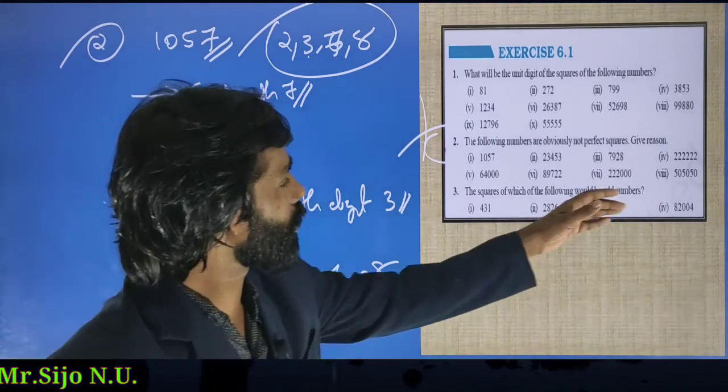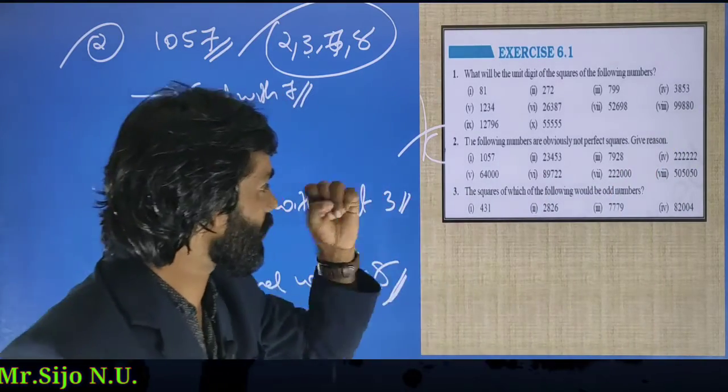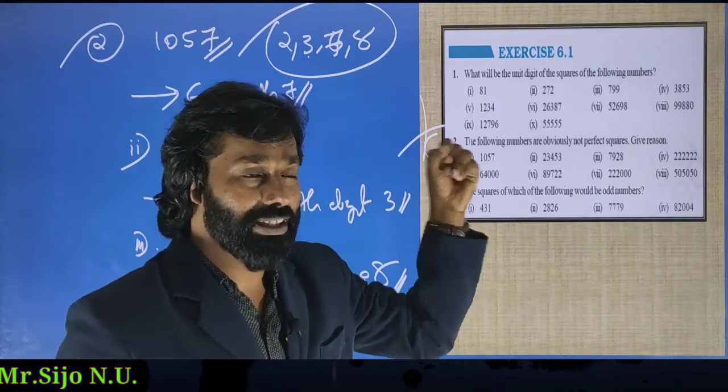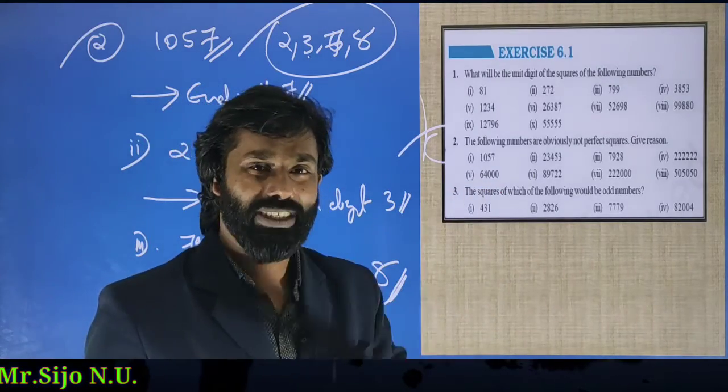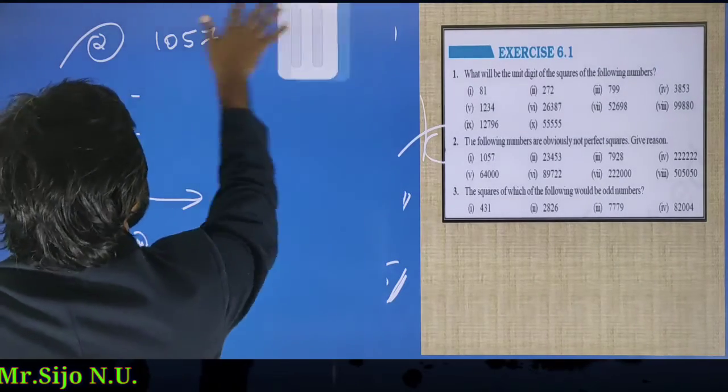Well, let us move to the next question. Yes, here also the reason is the same. It ends with 0. But they are asking, they are saying it's not a perfect square. What's the reason? Yes, let us check the fifth sub question.